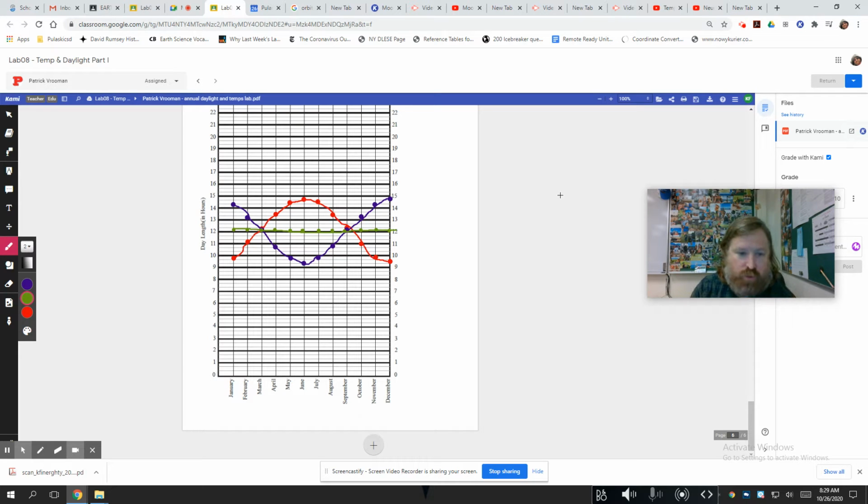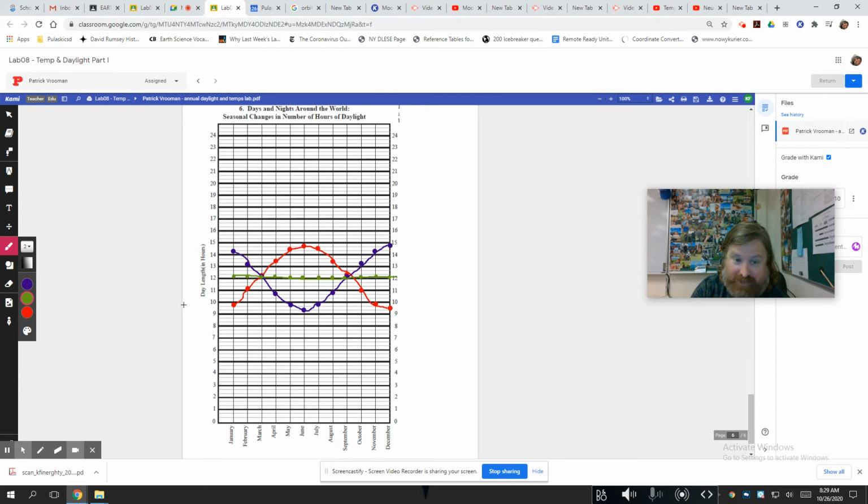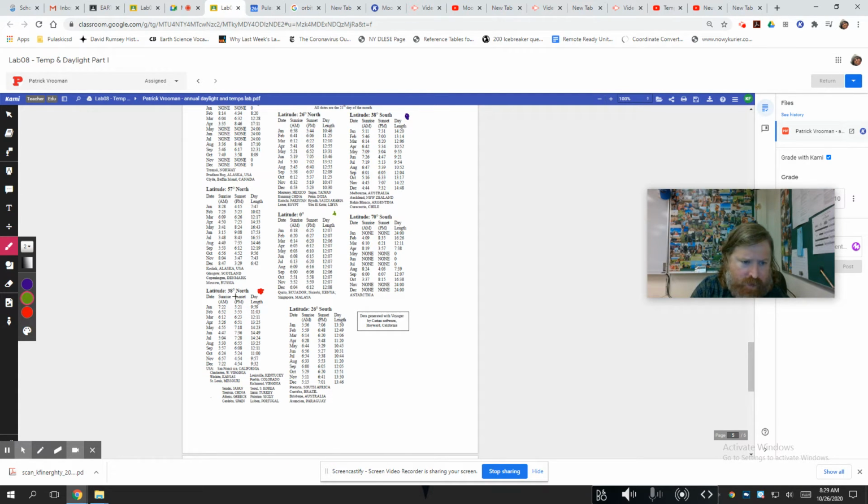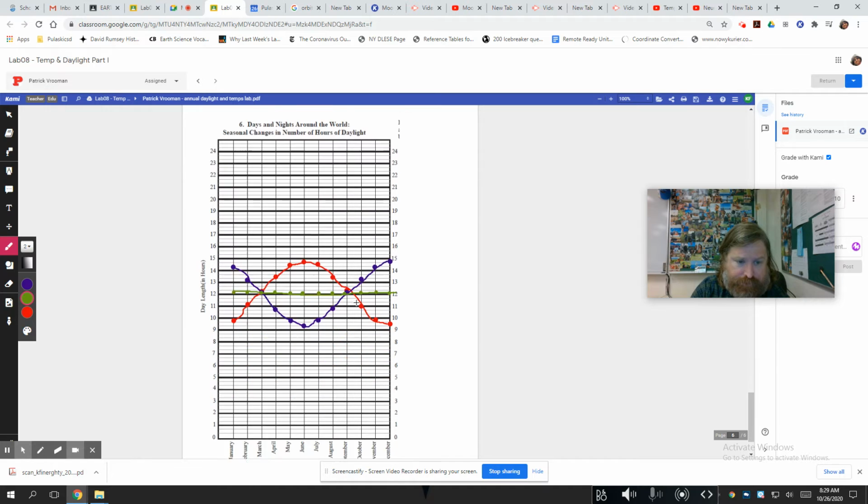All right, for part two, what we're looking at is just straight up how many hours of daylight there are. So I did 38 north, which is close to where we live. It's a little south, but that's okay. 38 south, and then the equator.